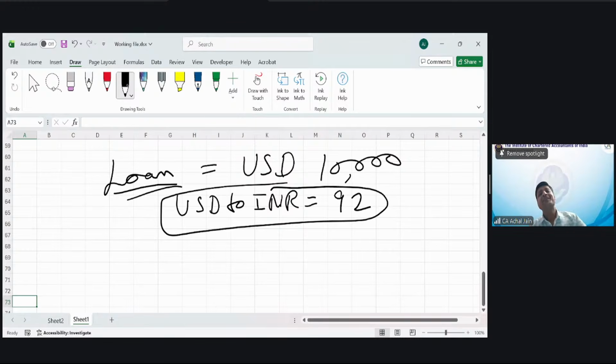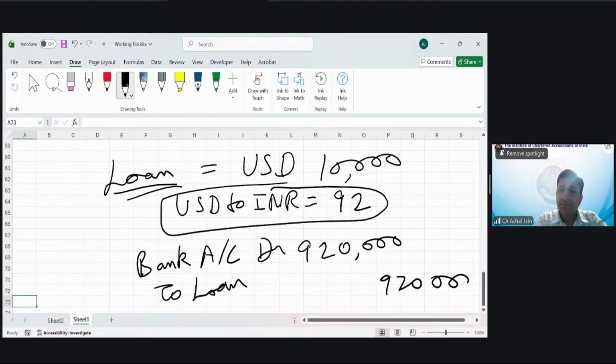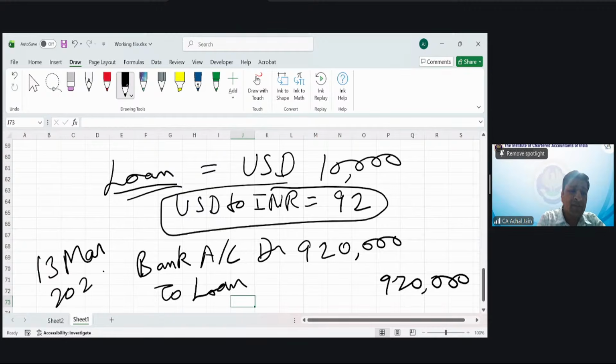You will convert the loan amount into INR. Yes or no? So what is the accounting entry you'll pass? Bank account debit to loan 9,20,000. That's the accounting entry you will pass. Correct? On say 13th of March. Let's suppose today the loan is taken. So this is the accounting entry you will pass.